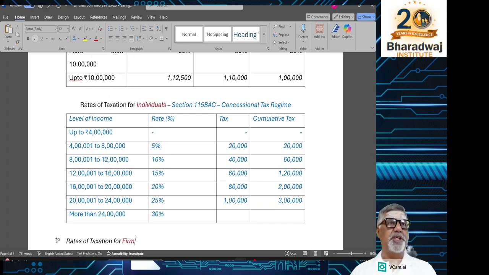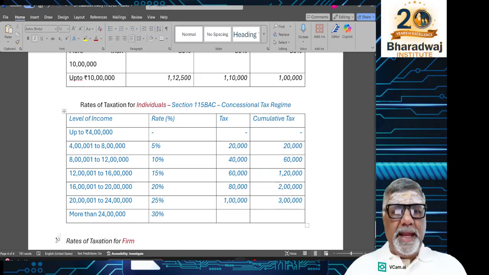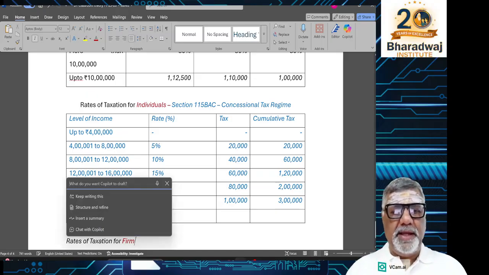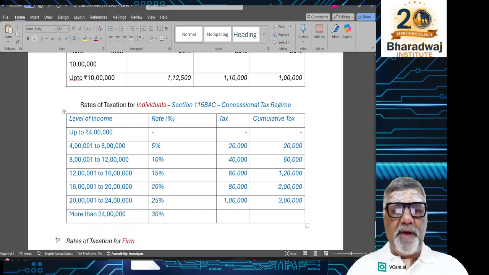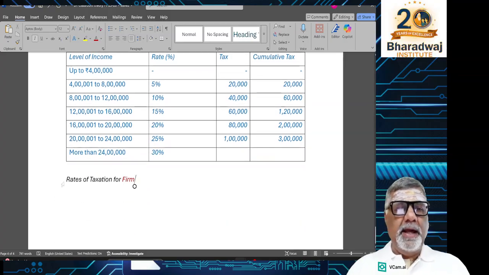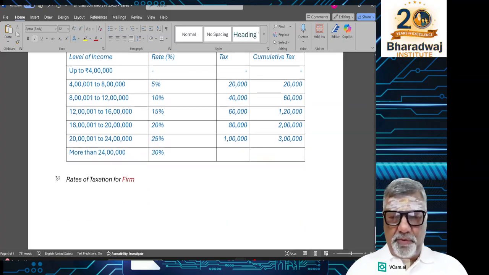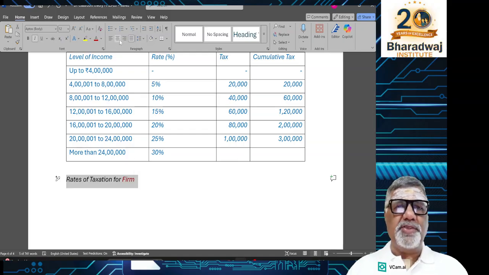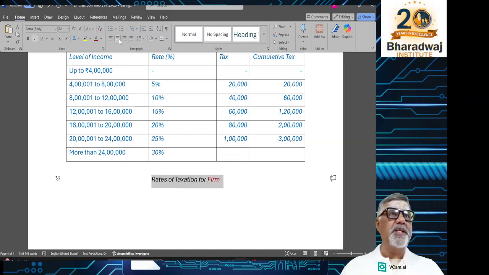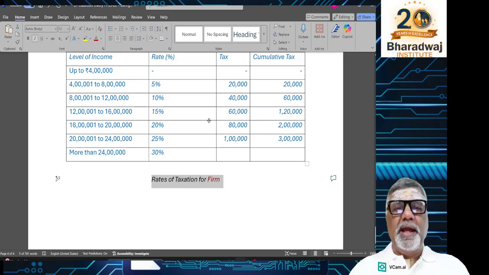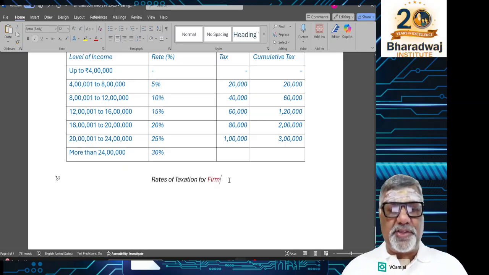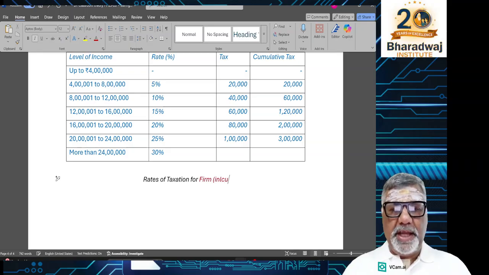Rates of taxation for firm. Interestingly, you will find here only the tax rates as per the Finance Act. There is no question of any concessional tax regime for firms, including LLP.